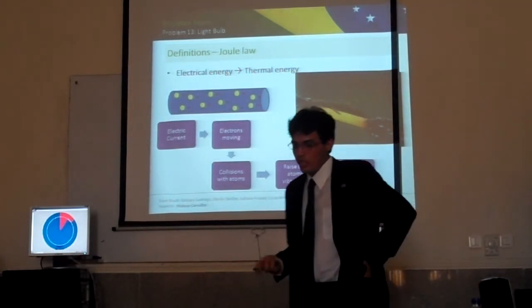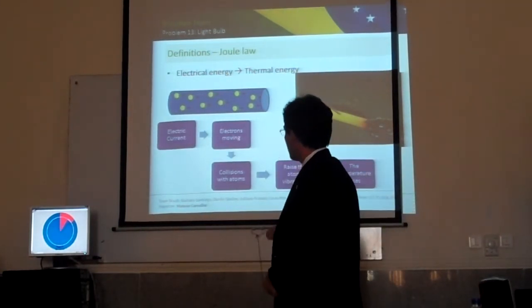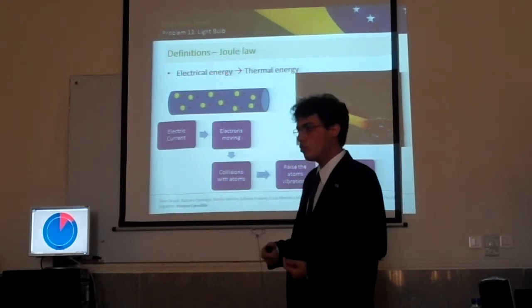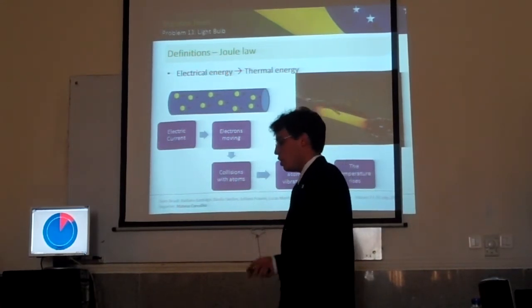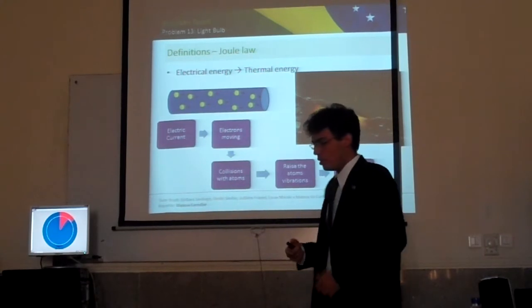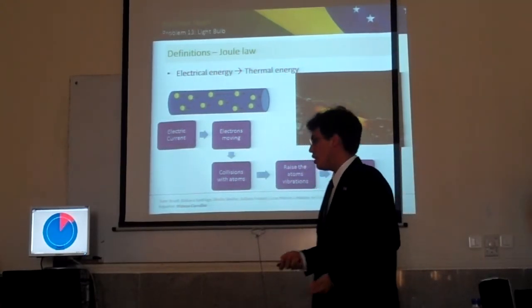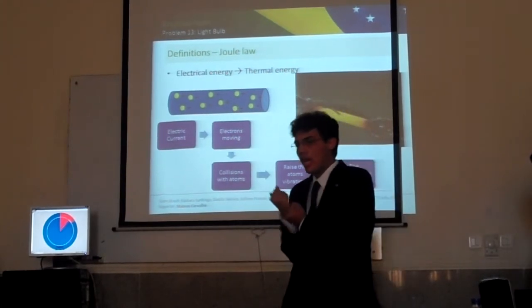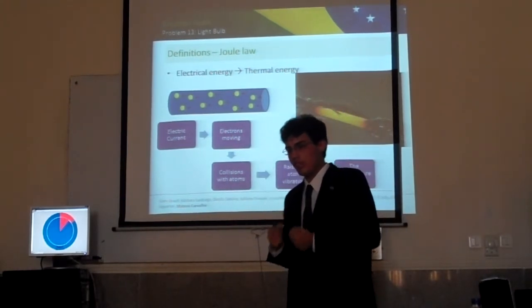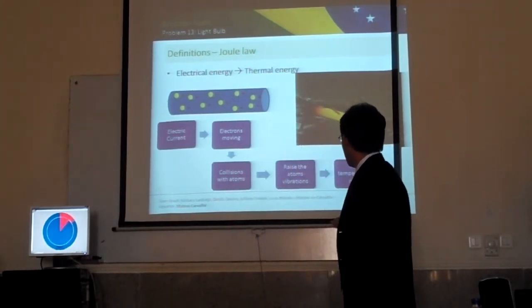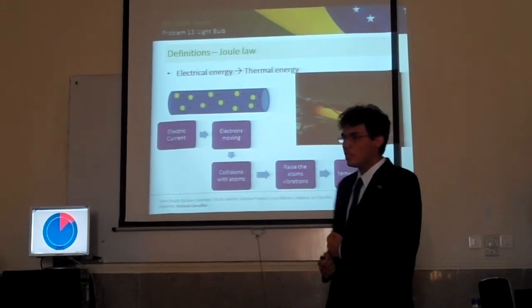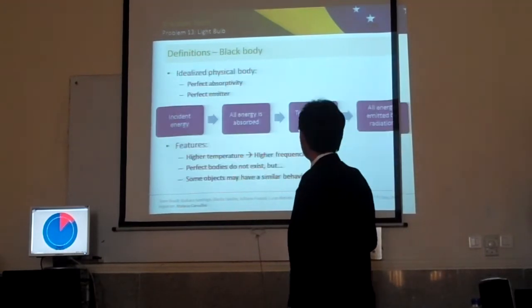Another definition is the Joule law. The Joule law is when you pass an electric current through a resistor, and the moving electrons collide with the particles of the material. The collision raises the atoms' vibration and raises the temperature. So it's known as the Joule law.